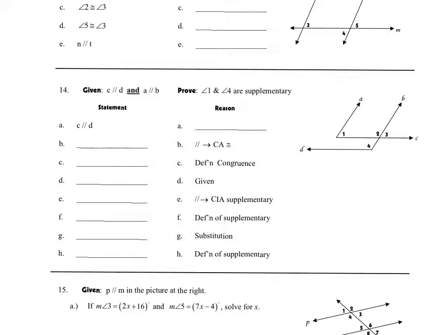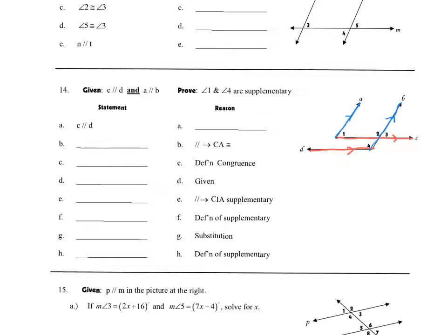All right, problem number 14 starts us off with the given information that we have line C parallel to line D. So I'm just going to mark those off in red to help with the visual. And that we also have line A parallel to B. Going to switch to a different color and have A parallel to B. And our goal here is we want angle 1 and angle 4, we want to be able to say that they are supplementary.